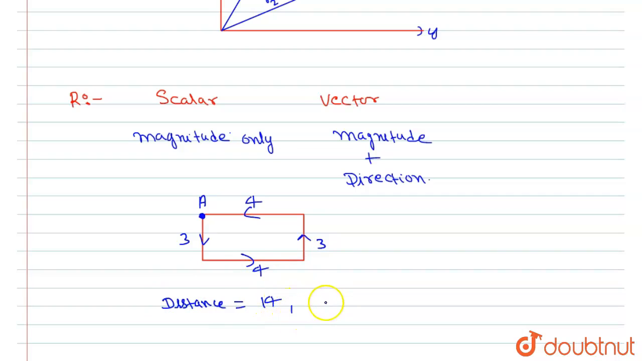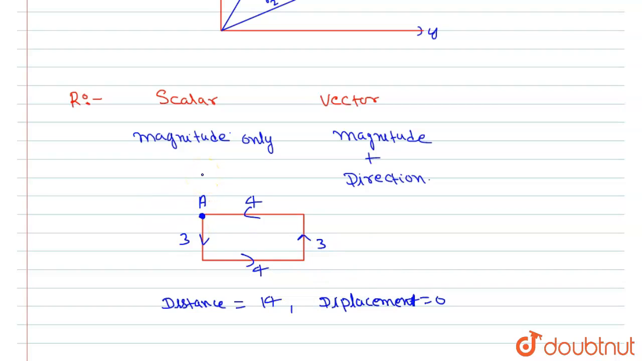14. But displacement is equal to 0. So in this way we can see that displacement may be 0. And it may be positive, it may be negative, because it has a direction. So we have to consider direction in case of displacement. So it may be positive, negative and 0. But distance is a scalar quantity, only magnitude we have to take.